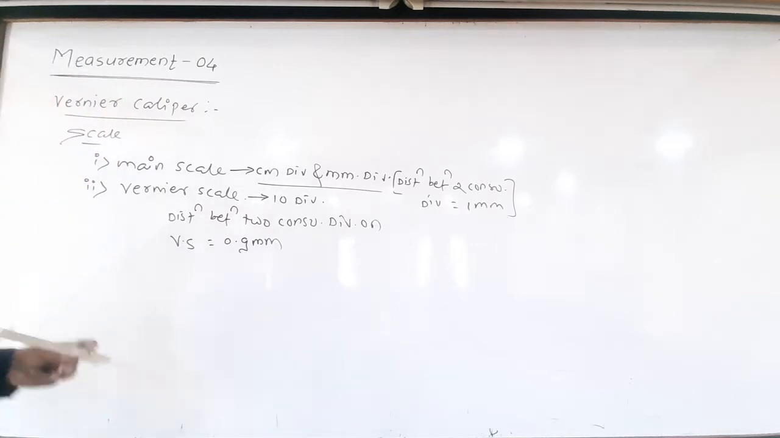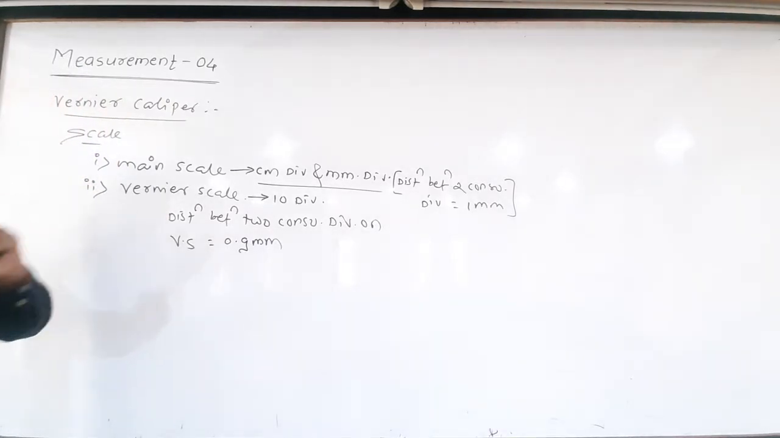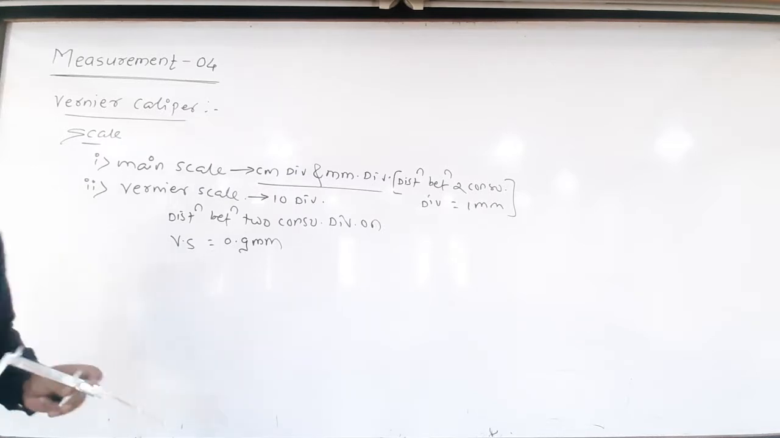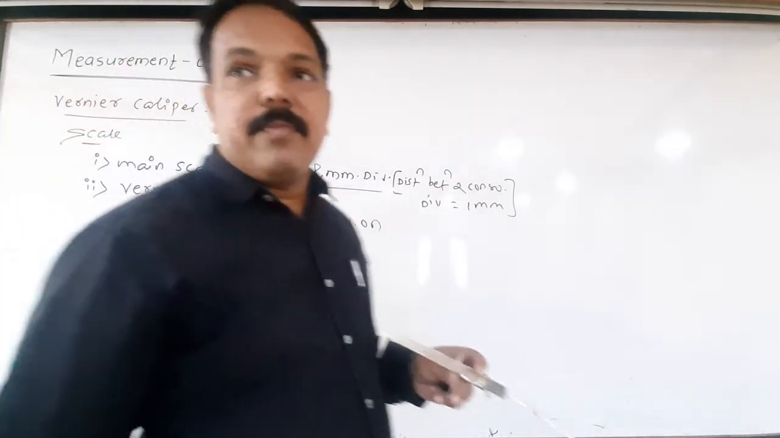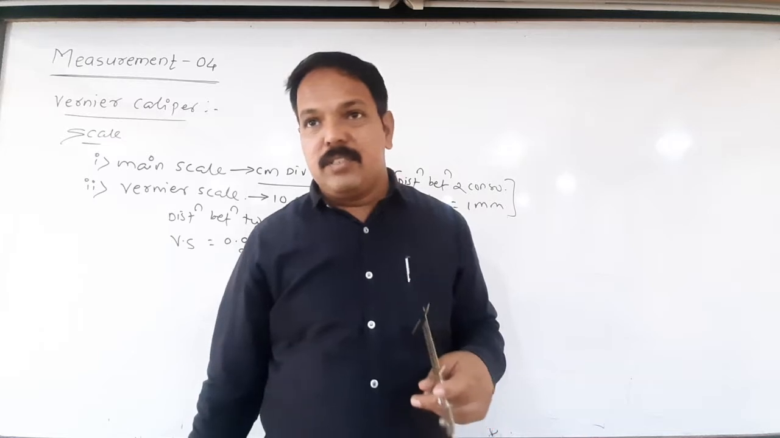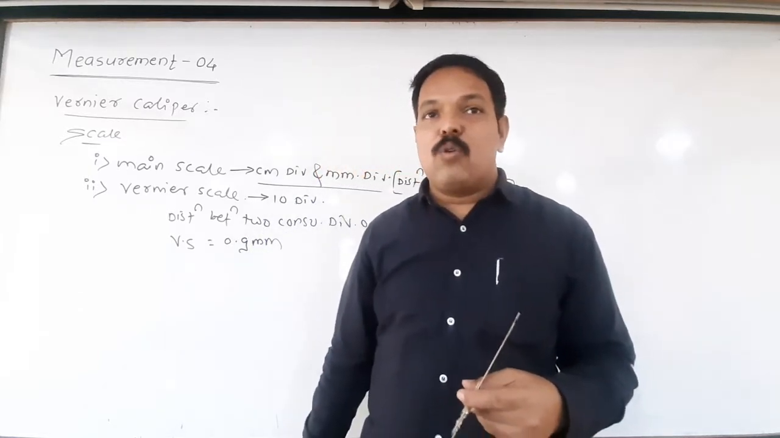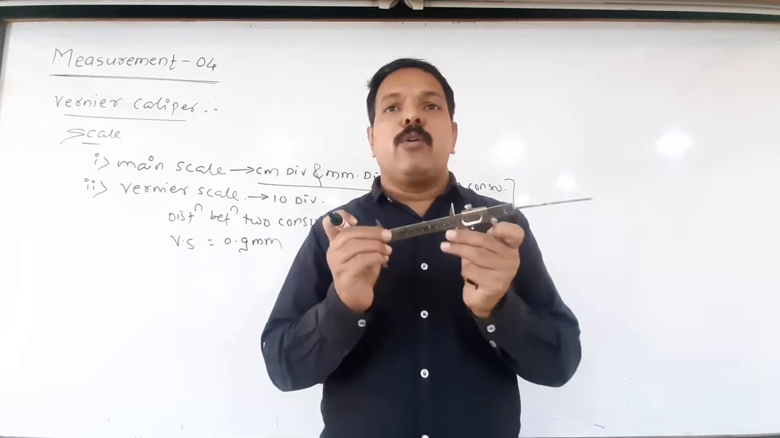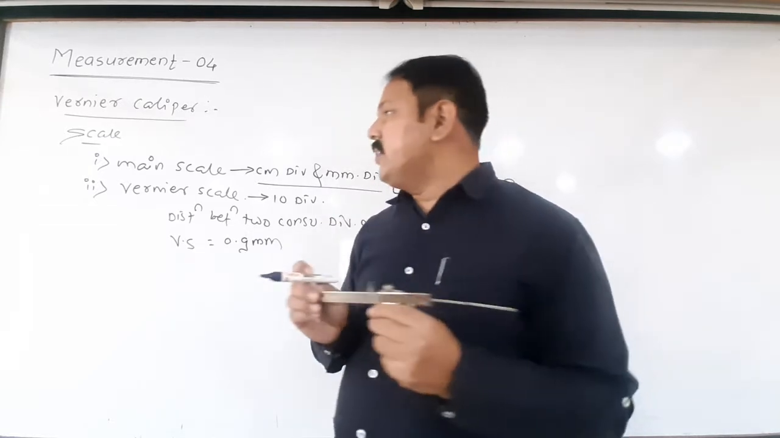See here. And on the vernier scale there are 10 divisions, and the distance between two consecutive divisions on the vernier scale is 0.9 millimeter. Have you got it? How to measure the length, that we have to see later. First, try to get introduced to the device. This is a very important device.